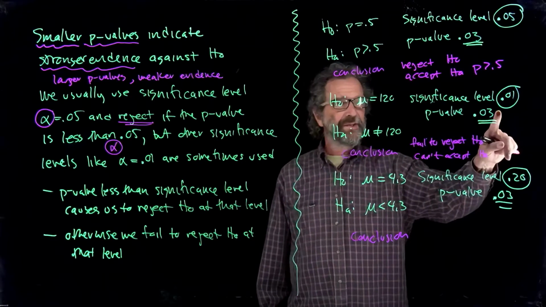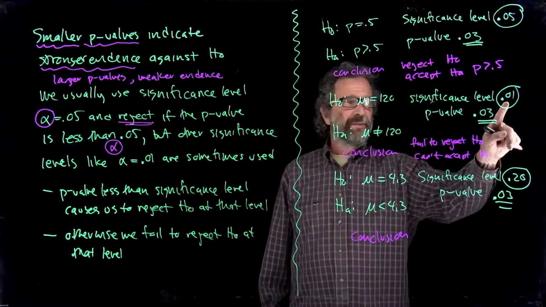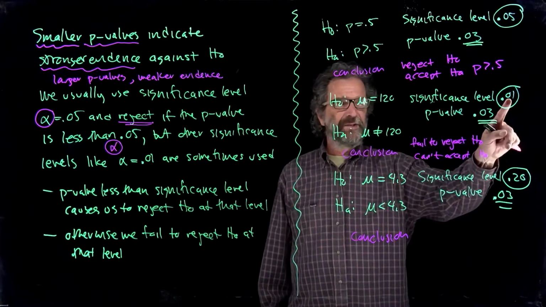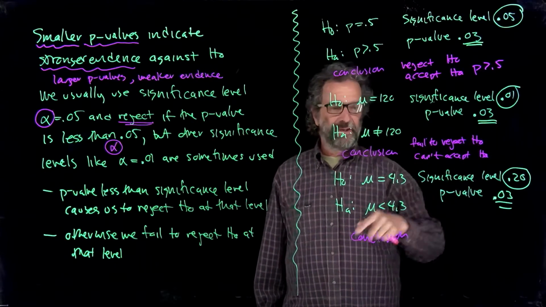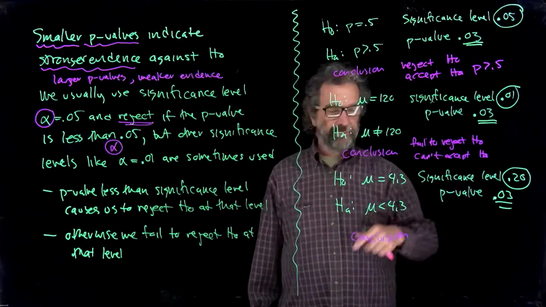It would be considered statistically significant, but somebody wants even stronger evidence than that. So not just, I think it's not random variation, but I want to be really sure it's not random variation. So you don't quite have that with 0.03.